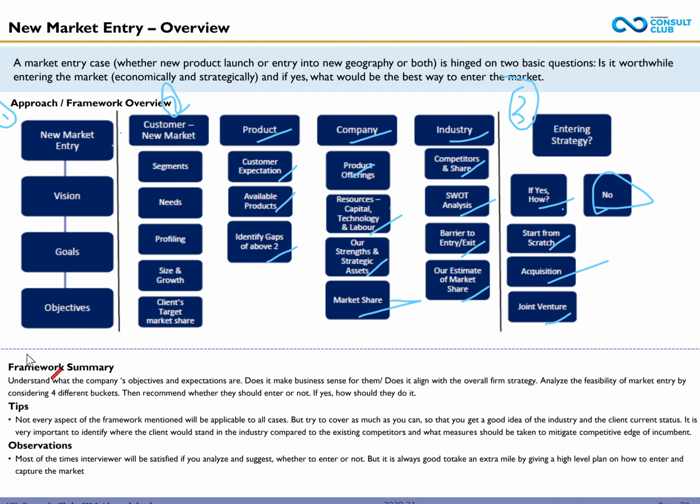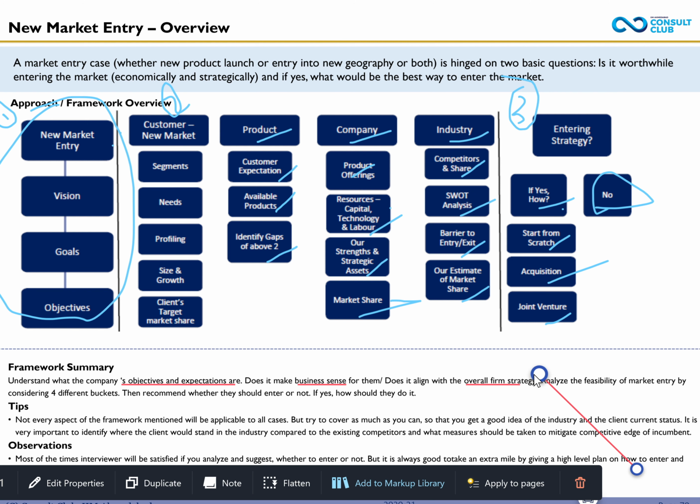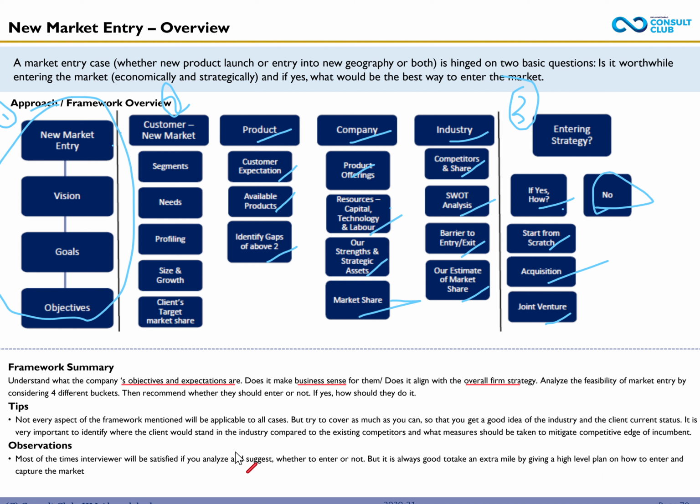Framework summary, what we have understood by now. So understand the company's objective and expectations. What the company's objective and expectations are, that you do in the first part, which is here. Then, does it make business sense for them? Does it align with the overall firm strategy? So business sense and overall firm strategy. So basically in terms of economic and operational sense, does it align with them?